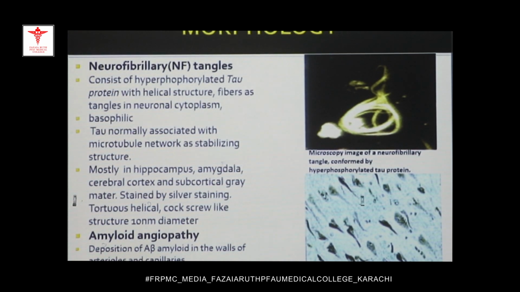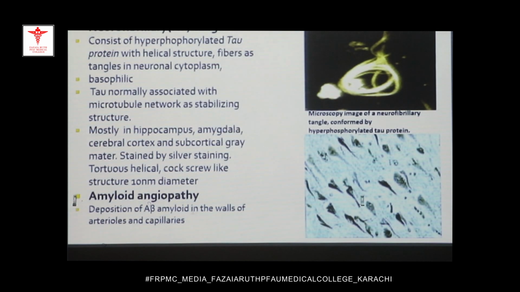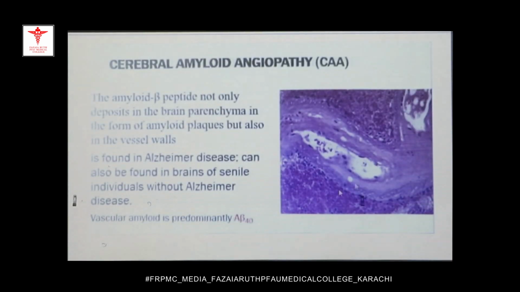Now mostly it is seen in hippocampus, amygdala, cerebral cortex and subcortical gray matter, and it can be stained by silver staining as tortuous helical corkscrew-like structures 10 nanometer in diameter. Naturally you will see them like this. Now there is another structure which is involved by this amyloid material, that is the vessel wall of arterioles and capillaries of the brain. And like this is the accumulation of A-beta amyloid in the vessel wall. This can be seen otherwise in old age, but is typically seen in Alzheimer's disease.